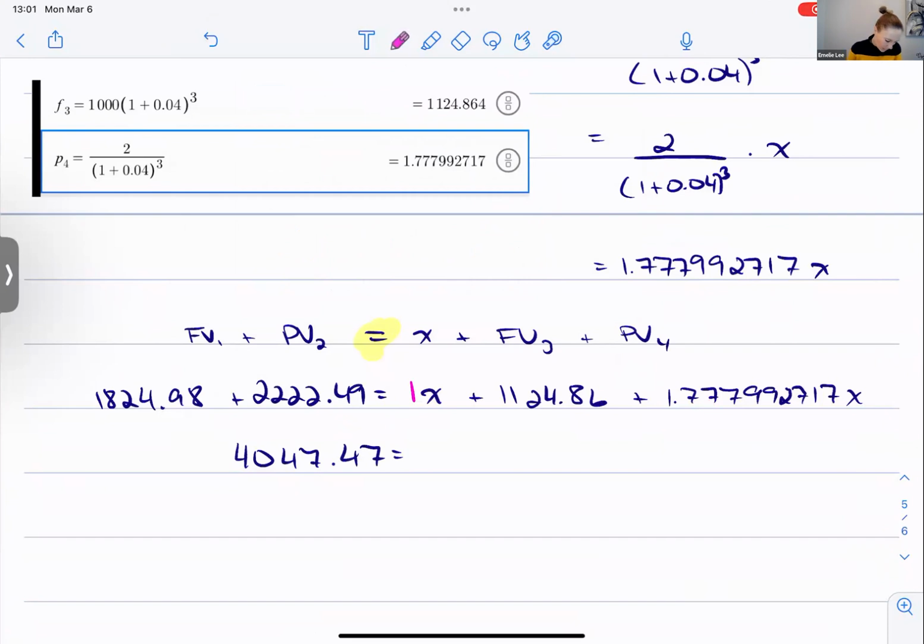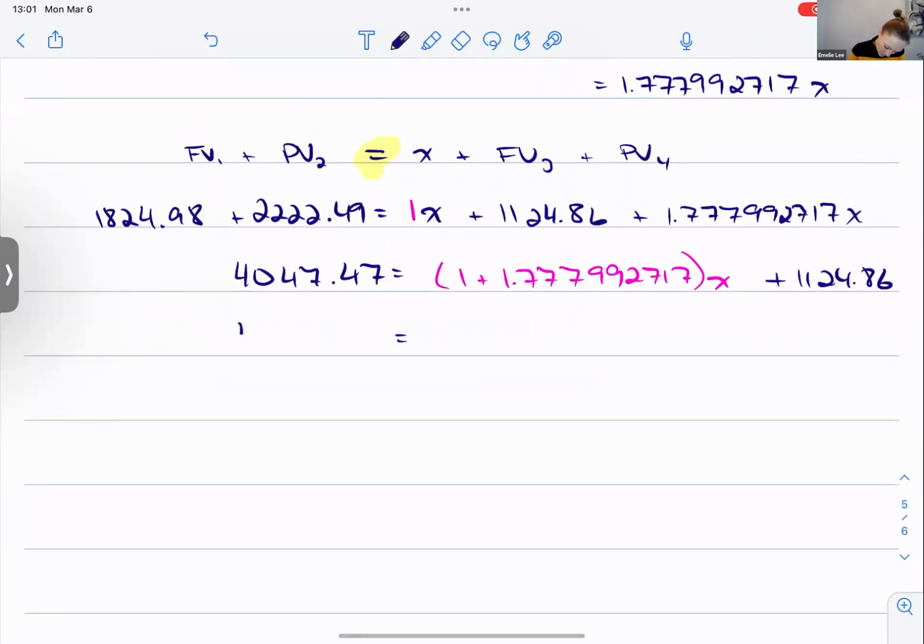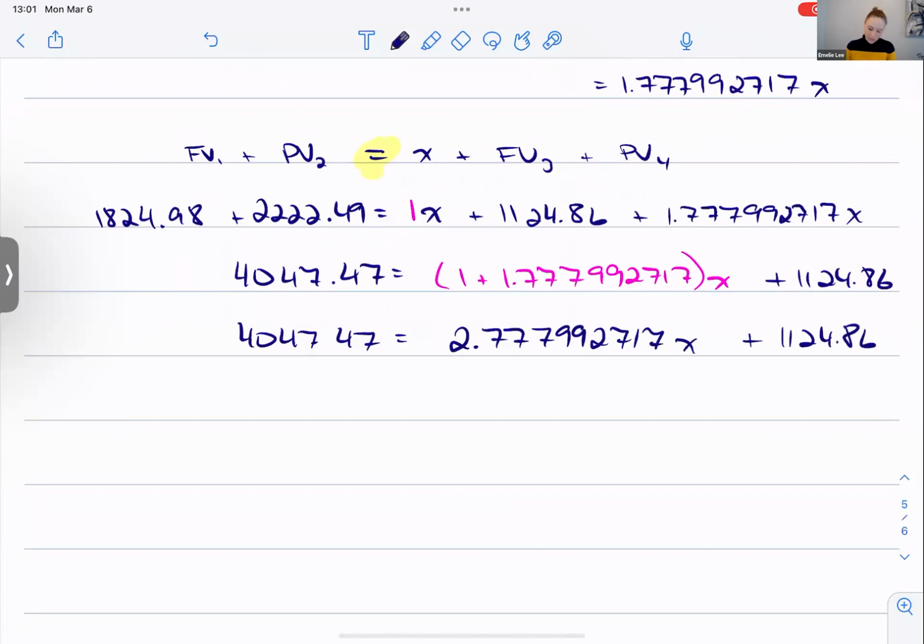So now you have 1 plus 1.77799217 times x plus 1124.86. Okay. So this becomes 4047.47 is going to be 2.77799217x plus 1124.86. Solving for x, you can subtract 1124.86 from both sides and then divide both sides by 2.77799217.